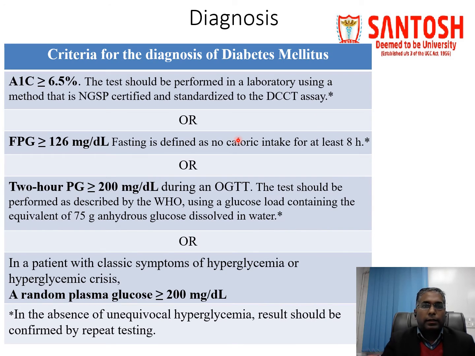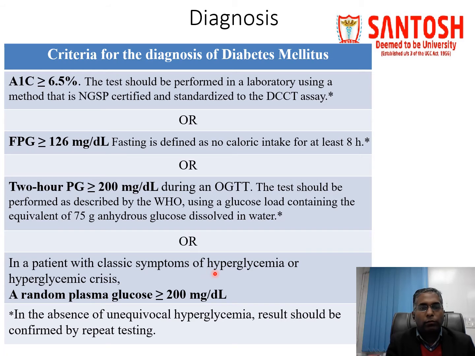Next is the criteria for diagnosis of diabetes mellitus. There are three criteria. HbA1c level more than 6.5%, and this test should be performed in a laboratory using a method that is NGSP certified and standardized to the DCCT assay, or fasting blood glucose level more than 126 milligram, or 2 hour postprandial glucose more than 200 milligram during OGTT, as per the WHO criteria.